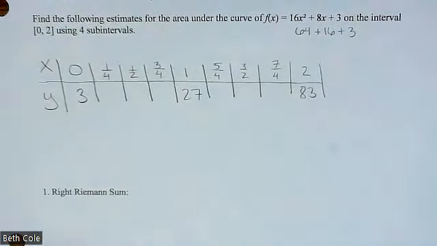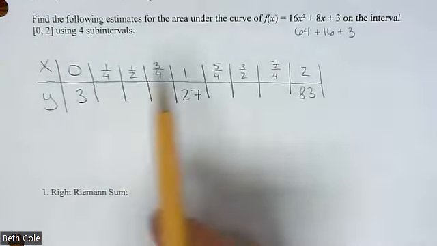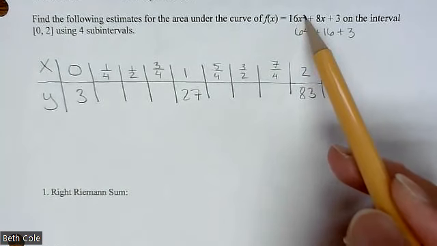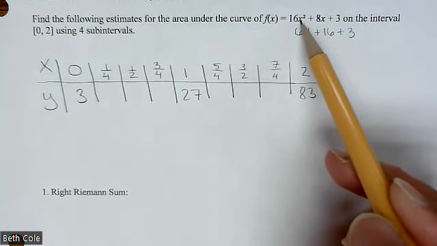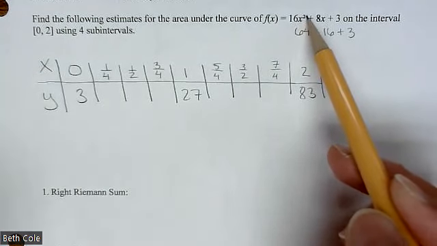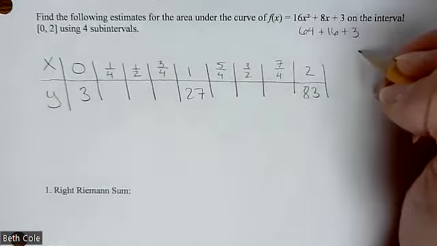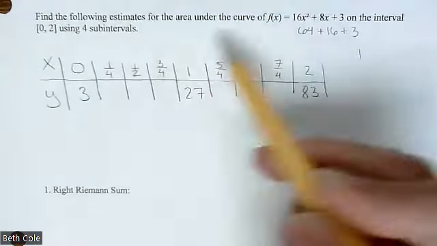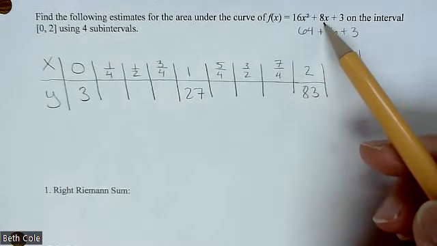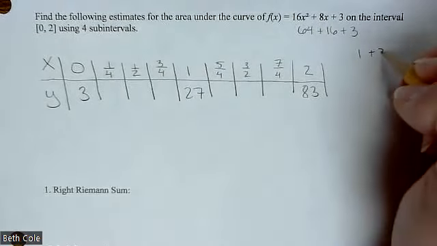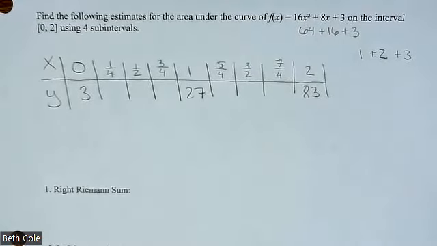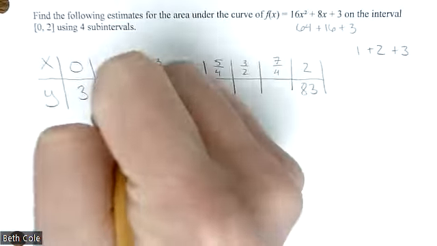All right, now let's go back and get the ones in between. It won't be as bad as you're thinking, okay? If you plug in a fourth, a fourth squared is 1/16 times 16 would be 1. I'm just going to write these off to the side here. A fourth times 8. A fourth of 8 is 2. And then plus, they're all going to have plus 3 at the end. So that's, what is that, 6?